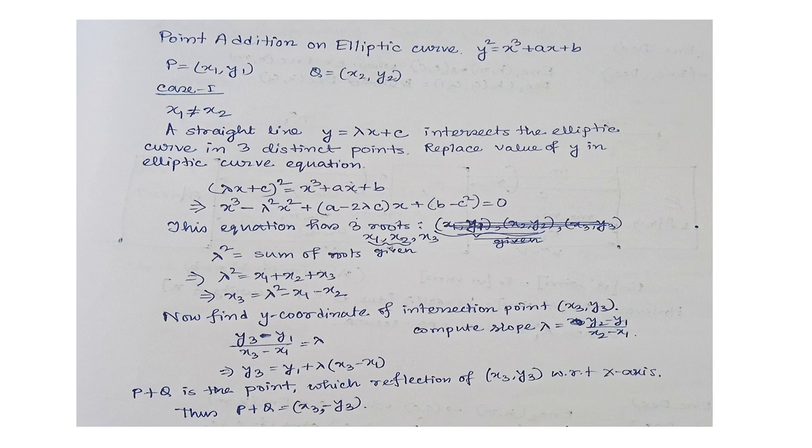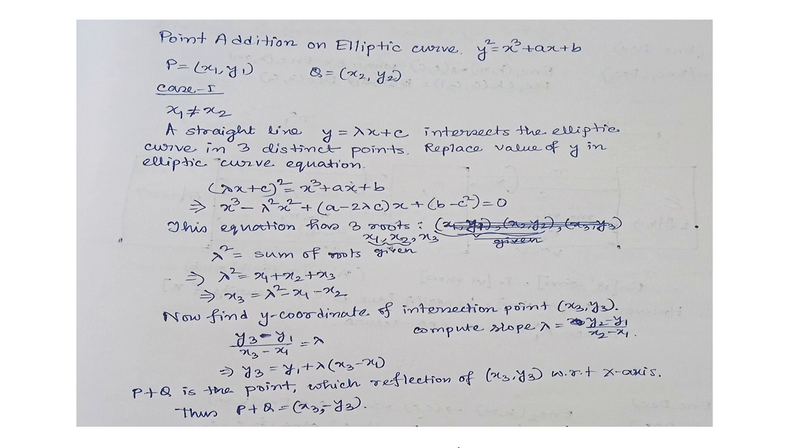And by the rule for solving this degree 3 equation, we know that this particular coefficient lambda square is the sum of all the roots of this equation. So lambda square is equal to x1 plus x2 plus x3. So we can compute the value x3 as lambda square minus x1 minus x2. That is the logic why we write x3 equal to lambda square minus x1 minus x2.